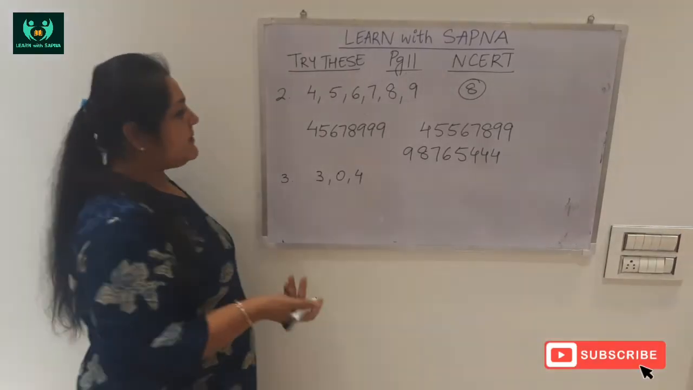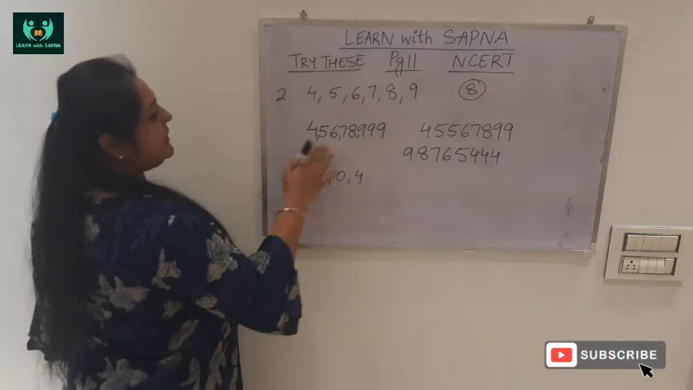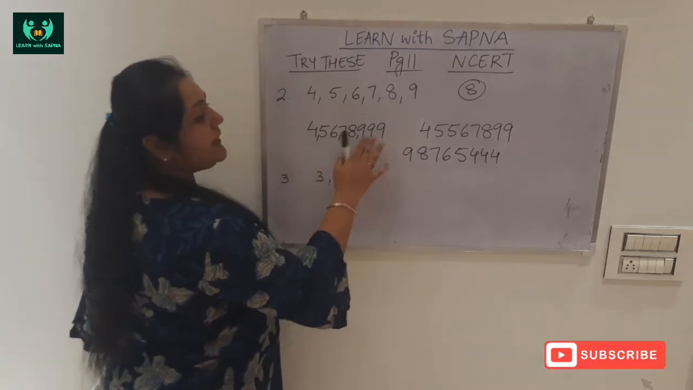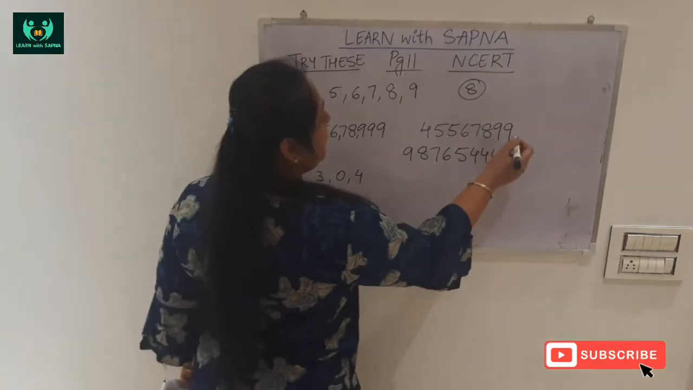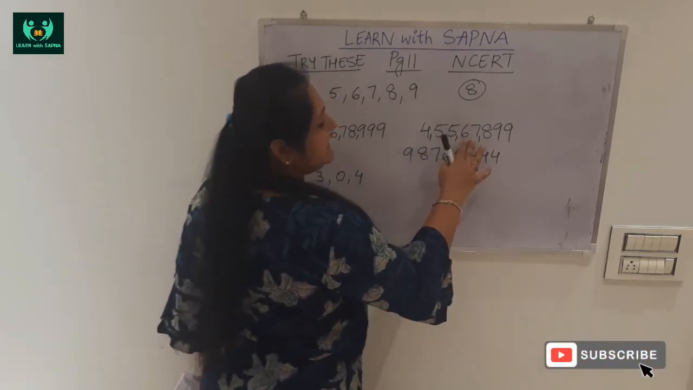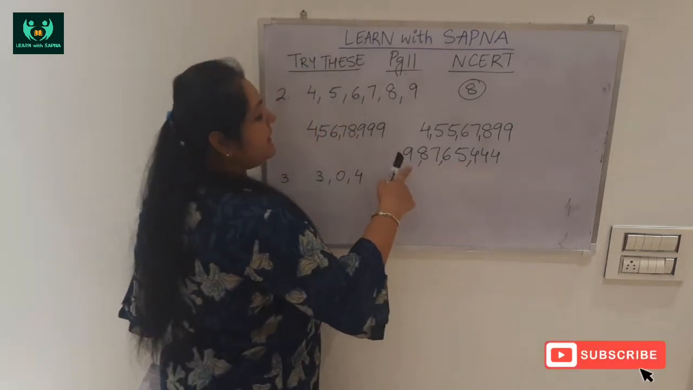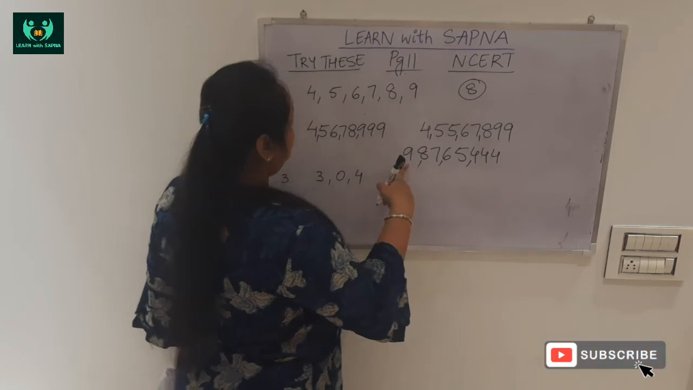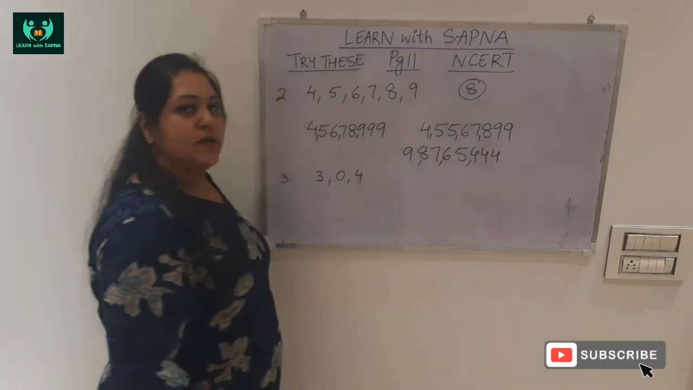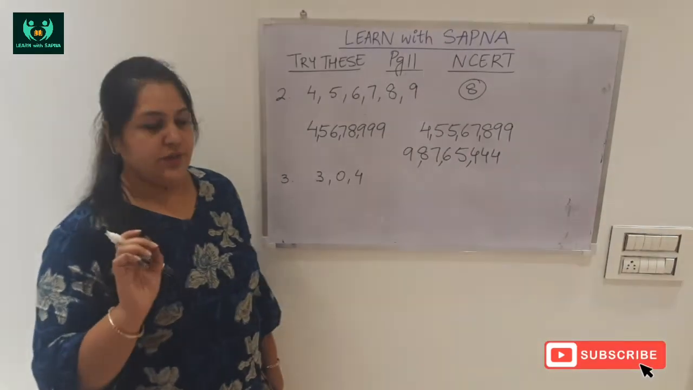Now let's put the commas. Ones, tens, 100, 1000, 10,000, lakh, 10 lakh, crore. So how will we read this? 4,56,78,999. For this number, ones, tens, 100, 1000, 10,000, lakh, 10 lakh. 4,55,67,899. Here 9 crore 87 lakh 65,444. This is how we read them. We have put the commas as per our Indian standard notation.